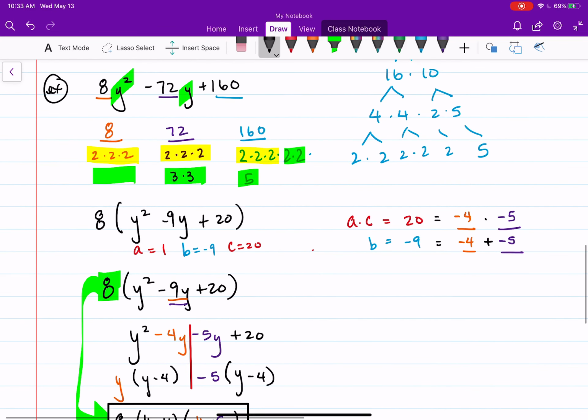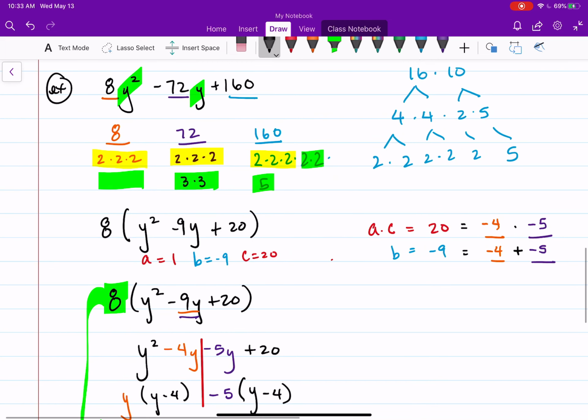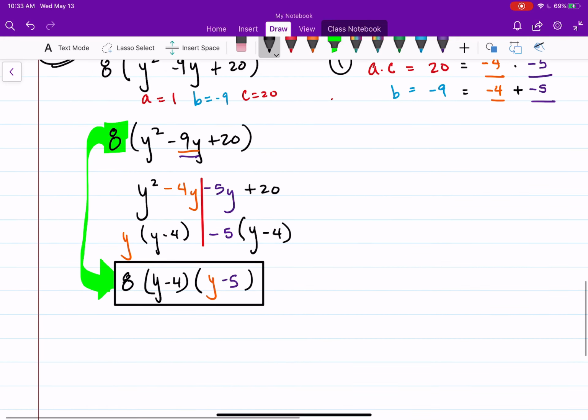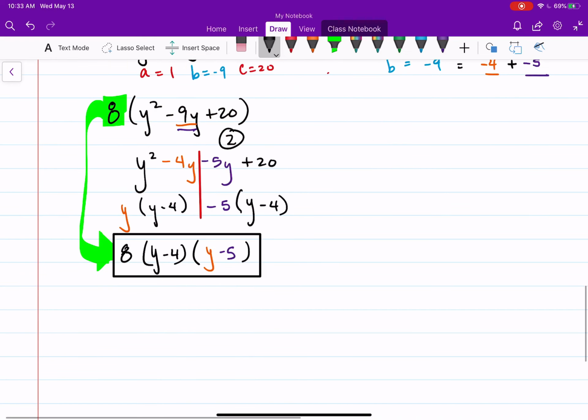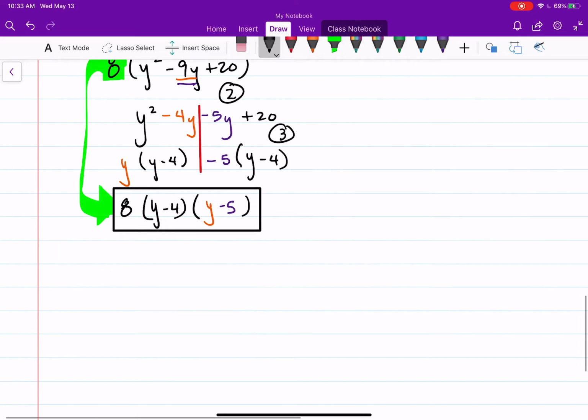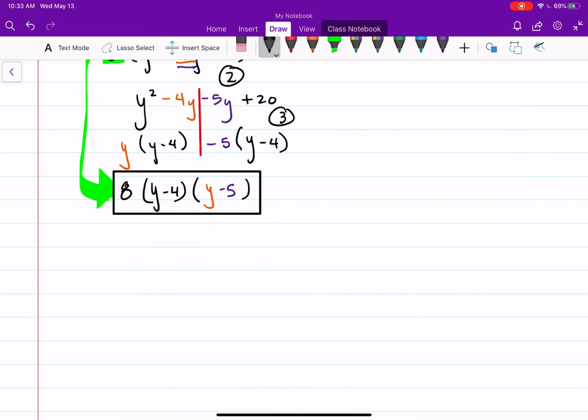How do I do this? So this is the GCF, which is really what we call step 1. Then this is step 1 for the trinomial. This is step 2, and then step 3. Okay? So there you go. All right, let's try another example here.